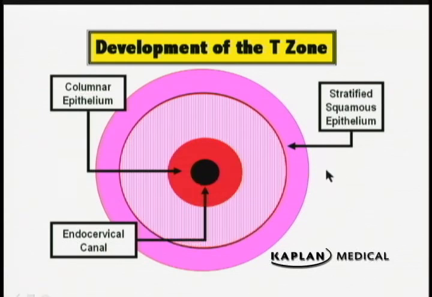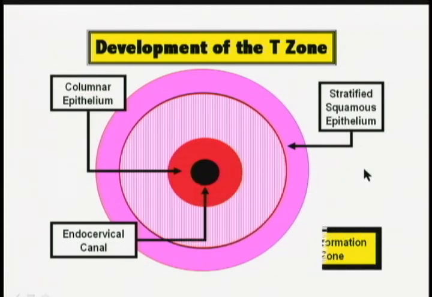This area then, which is hatched, is what is called the transformation zone. And why is this important? Because 95% of cervical neoplasia and cancer develops on the transformation zone. When you do your pap smear, it is essential that you sample the transformation zone. When you look with colposcopy, which we'll look at in just a moment, it is important to assess visually the transformation zone.